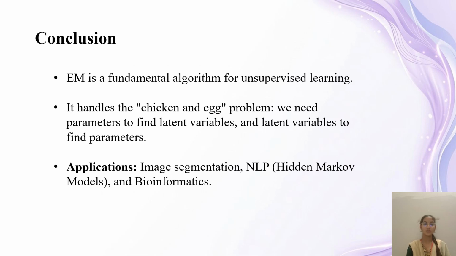Now, I want to conclude this presentation by giving a brief summary. EM algorithm is a fundamental algorithm for unsupervised learning. It handles the chicken and egg problem. We need parameters to find latent variables and latent variables to find parameters. The applications of this EM algorithm are image segmentation, NLP, hidden Markov models, and bioinformatics.